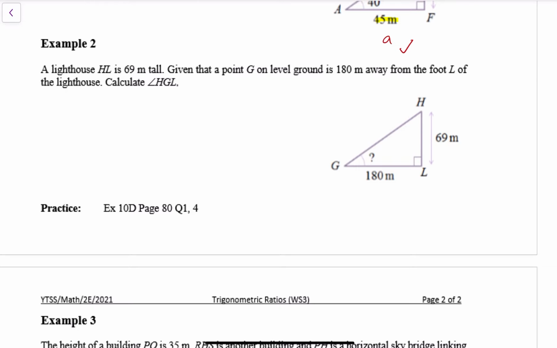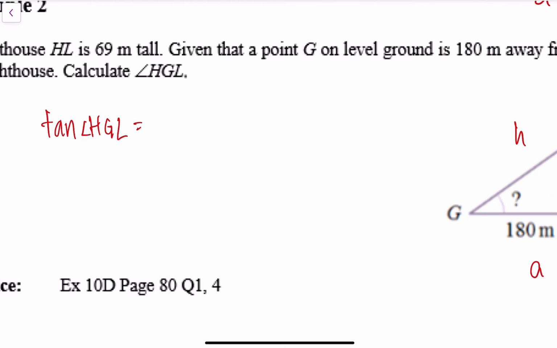So you know your reference angle, first step is still going to be the same. Label the sides that you know. So I have O, I have A. Now you should be able to see you have O, you have A. What you need to use is tangent. I do not know the angle, so tangent angle HGL will be equal to 69 meter over 180 meter.